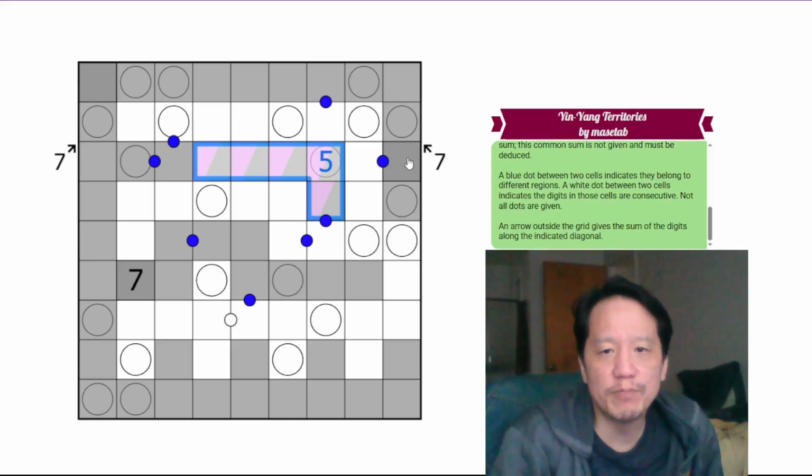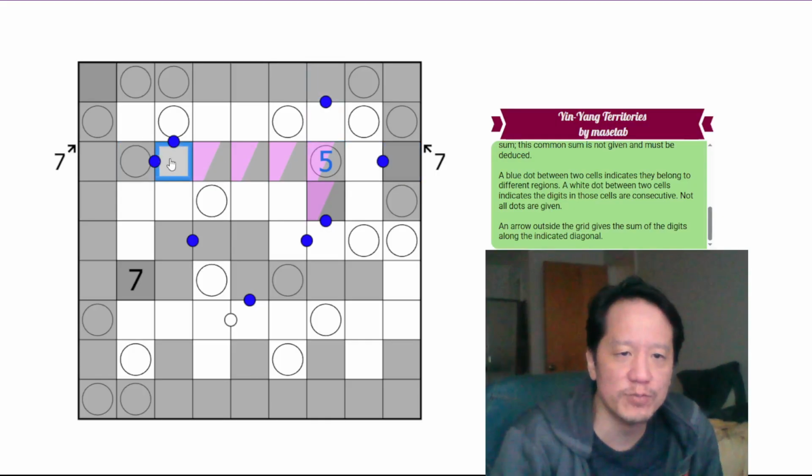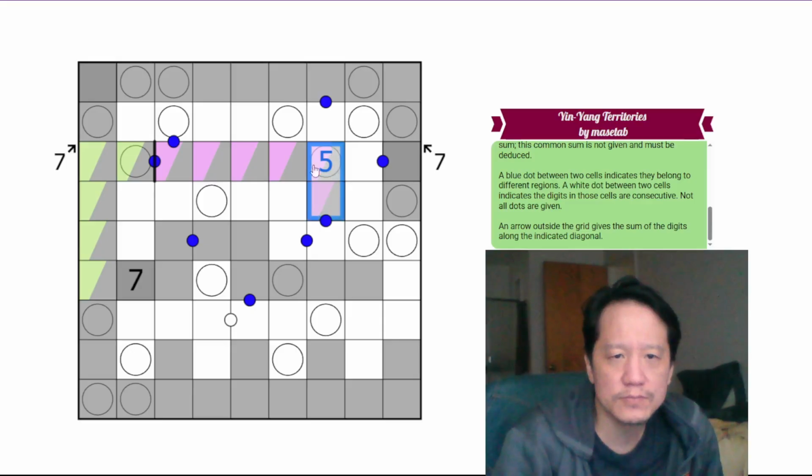We also have a blue dot between two cells indicate they belong to different regions. So that means these have to be different regions, but does not mean they have to be different shadings, right? So this would be valid here. I guess we could make this a region and this a region here. So that would be an example of how these regions could exist. So that's how the blue dot works.